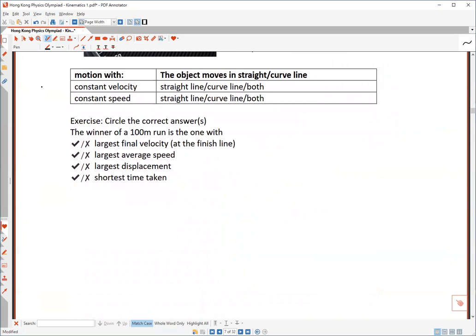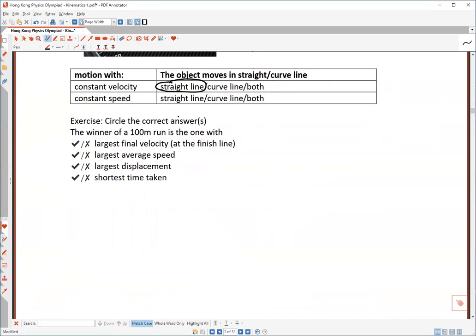When we talk about motion with constant velocity, it means that the object is moving with constant magnitude of velocity and also constant direction of the velocity. So that means it must travel along a straight line. Because velocity is a vector, a constant vector means the direction does not change. That means the object must move along a straight line.